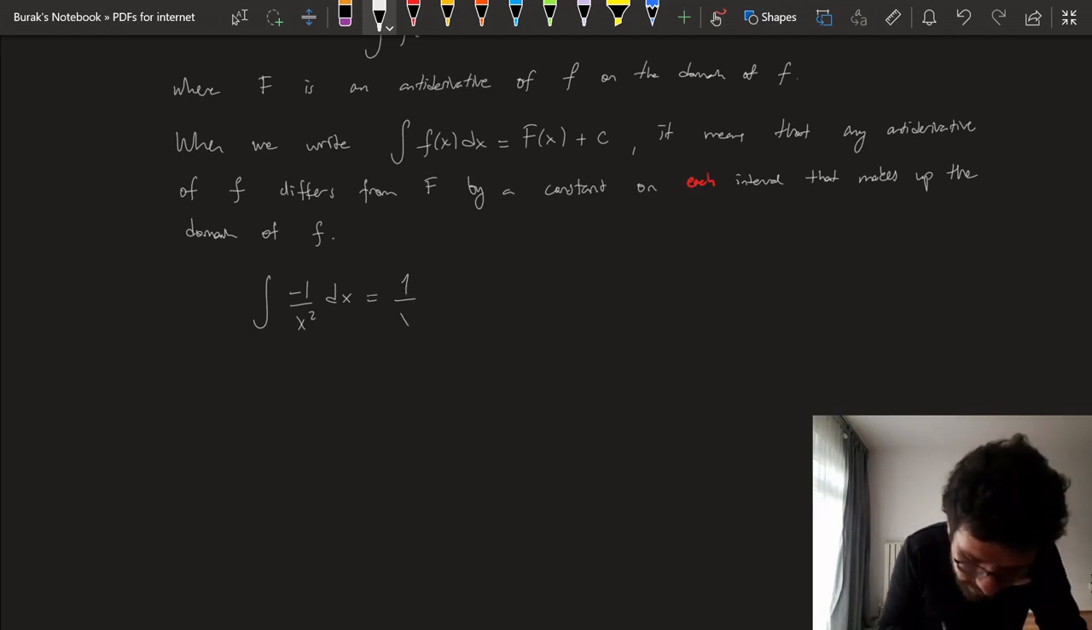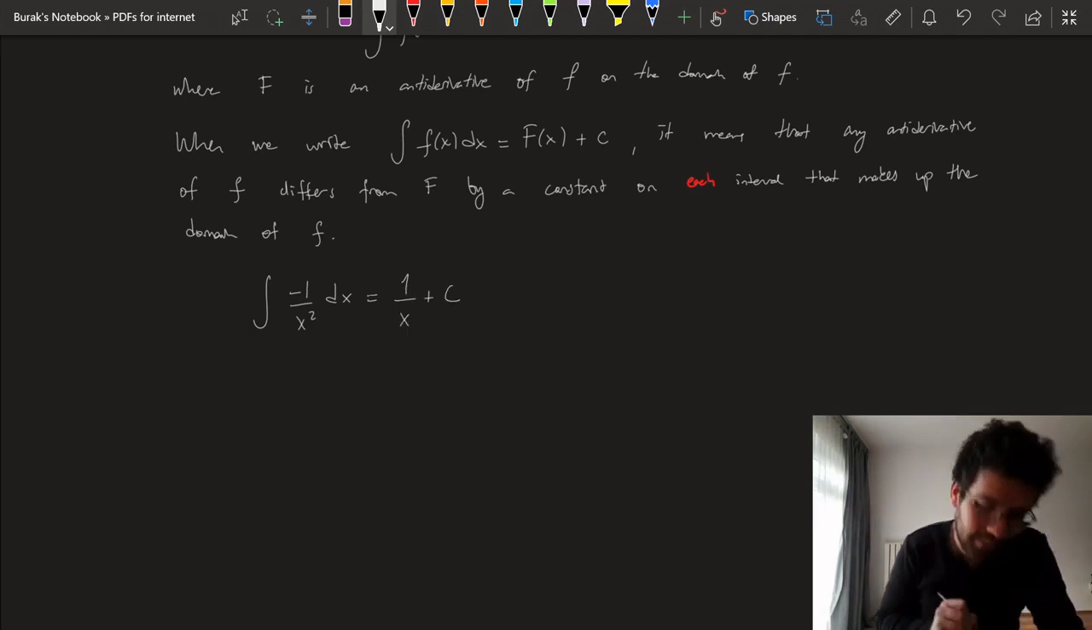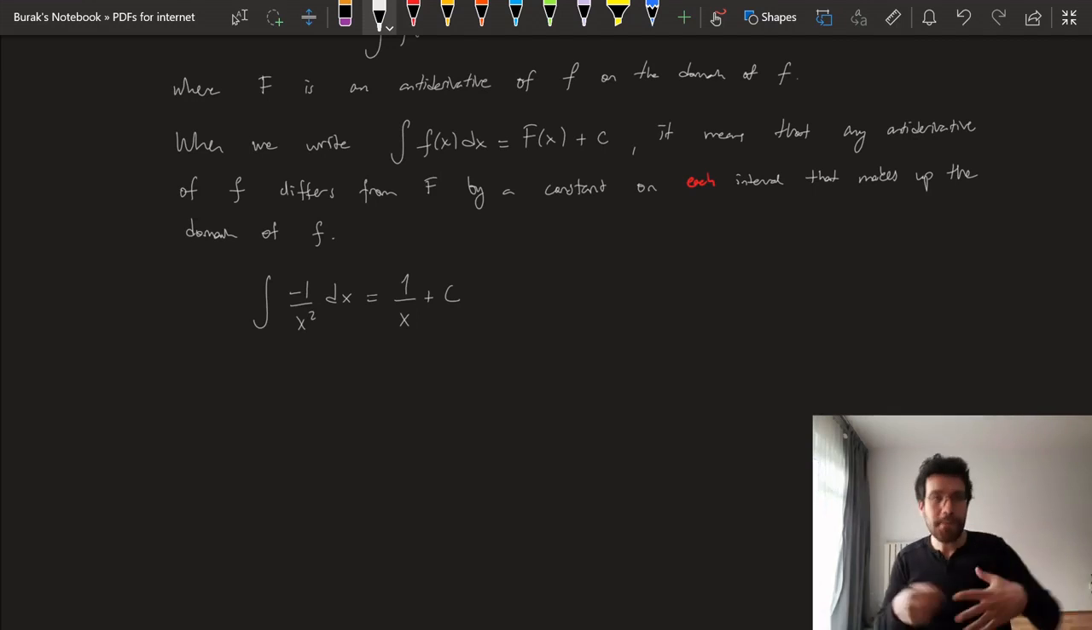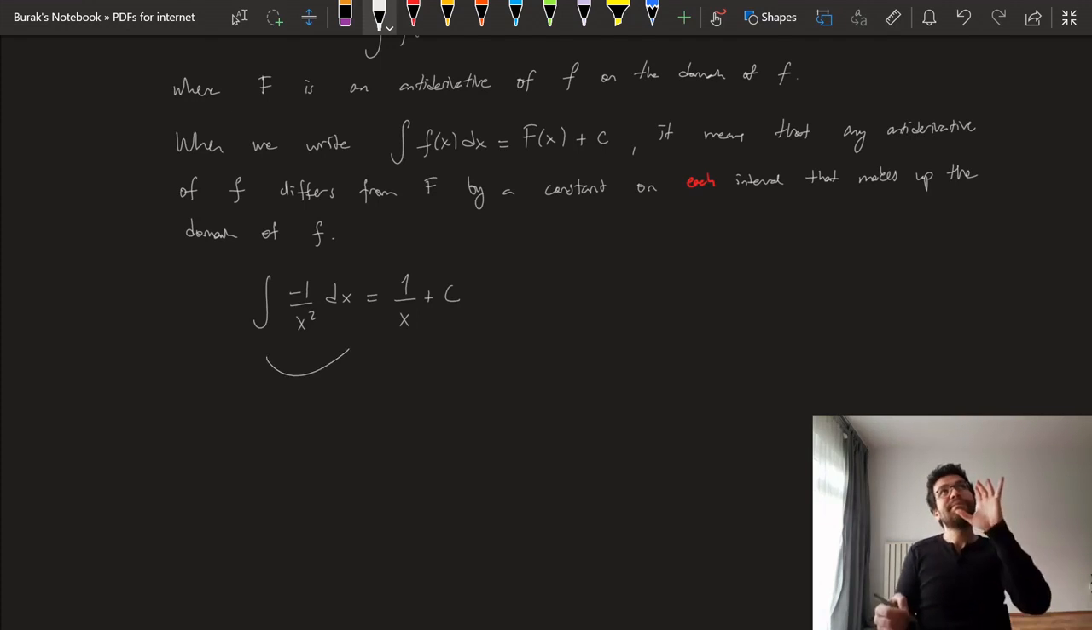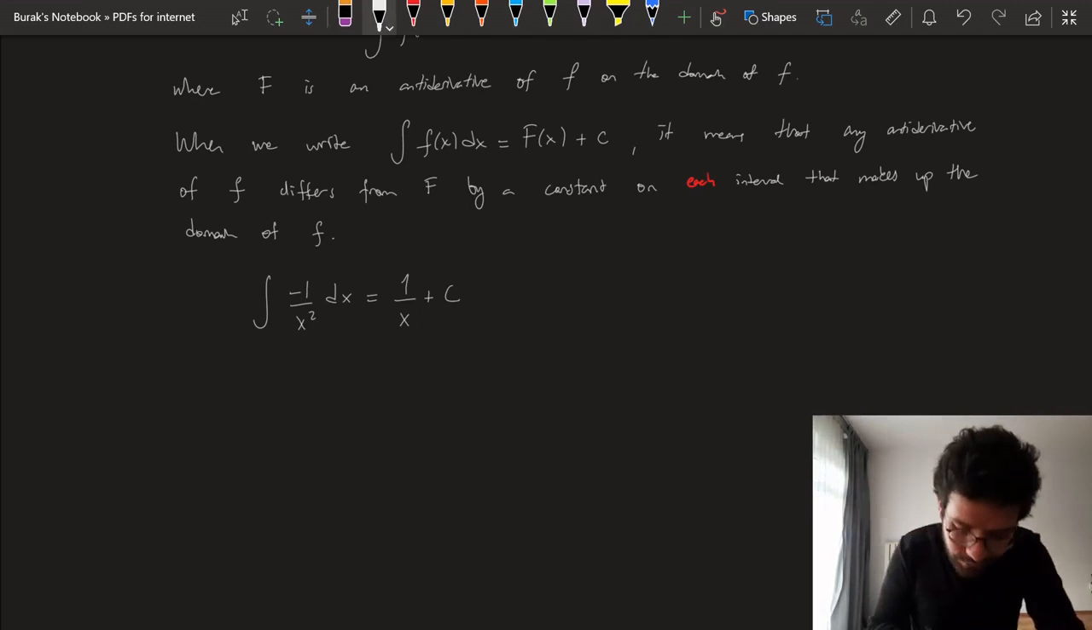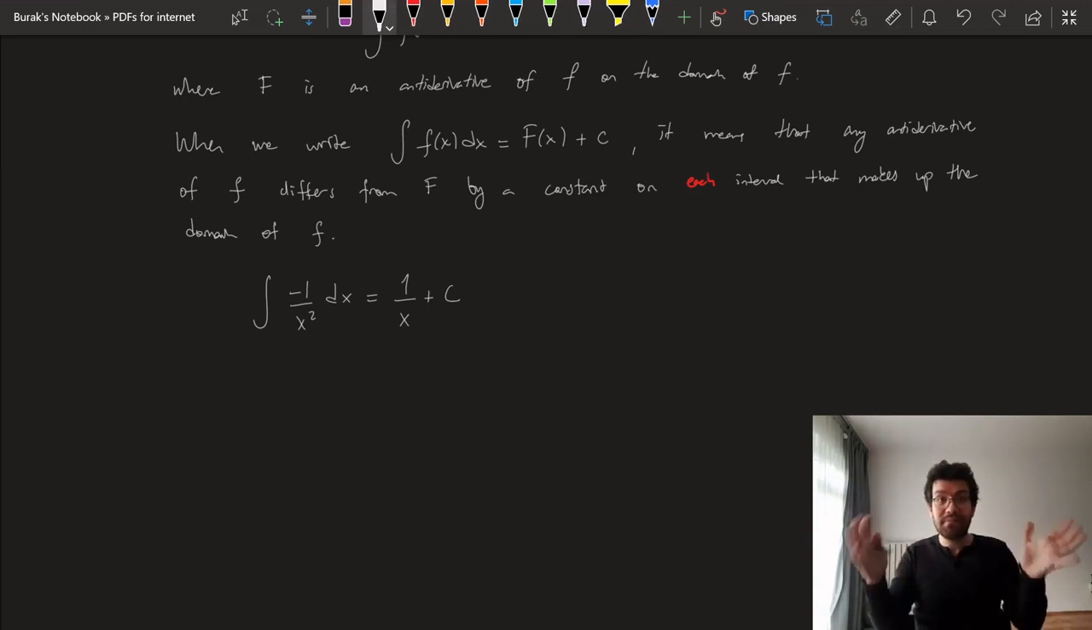So you're going to say that this is 1 over x plus c. When I write this down, people say that it simply means that any antiderivative of this is of the form 1 over x plus c. That's not completely correct. It's almost correct. When I write this, that means that the antiderivative of this function will be of the form 1 over x plus c for every interval that makes up the domain of your function.